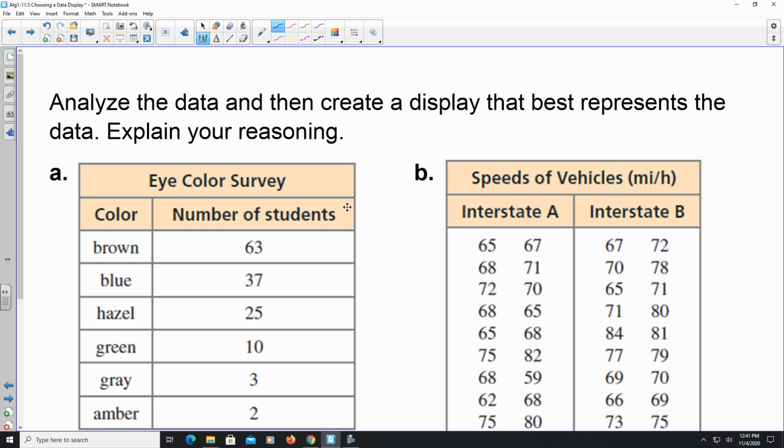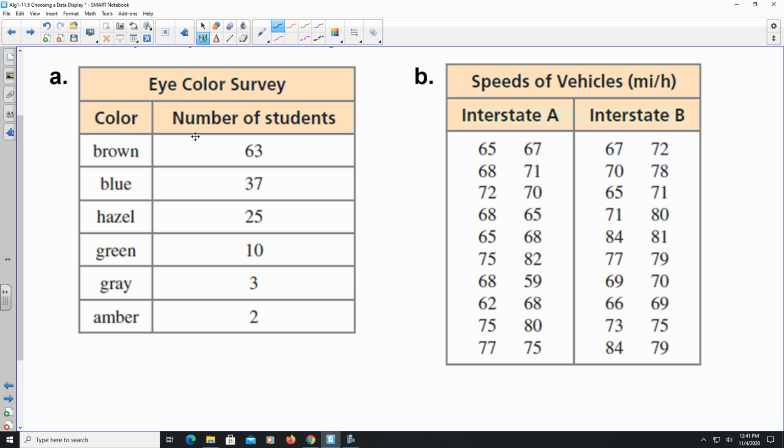Here, they're asking you to analyze the data, then create a display that best represents the data, and then explain your reasoning. This one is an eye color survey with the number of students that have these colored eyes. Because there's no number set, this is just a count, a collection of data. This is an example of qualitative data.